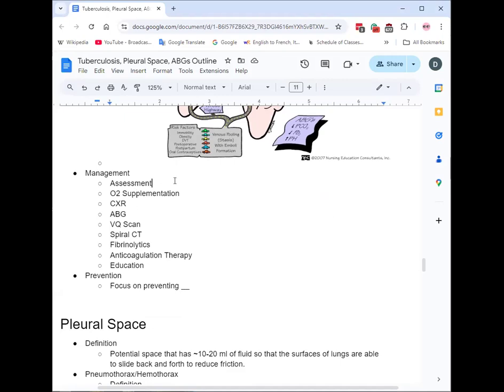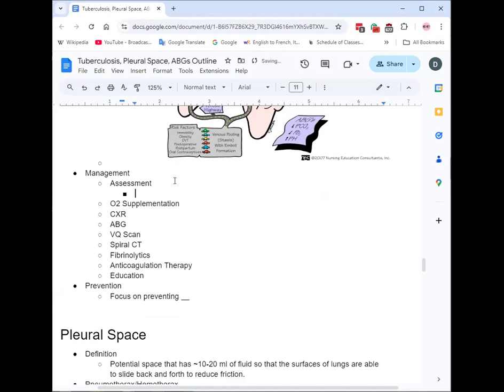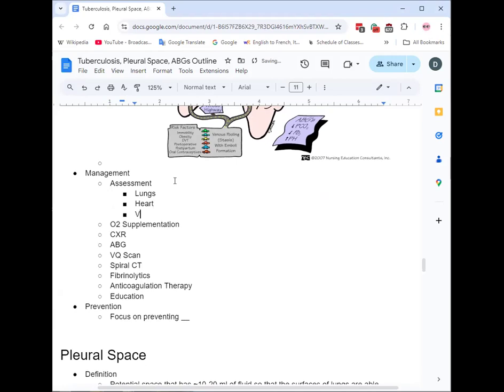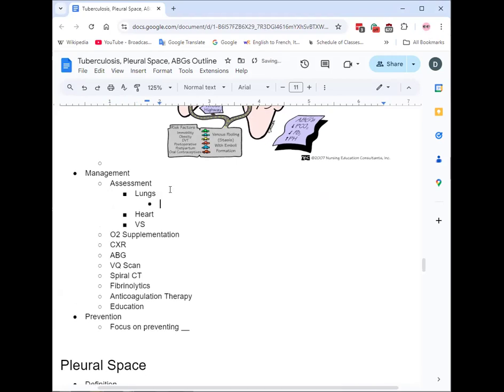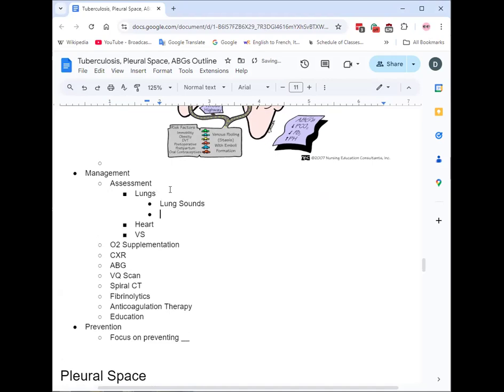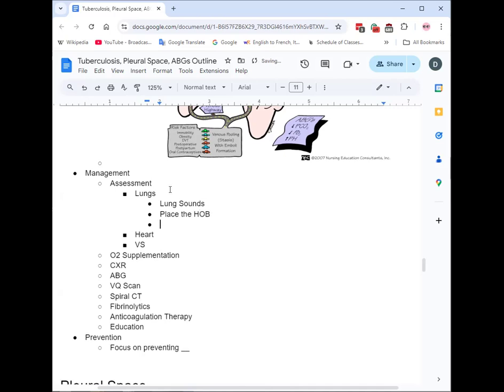Yeah, but what are some things to assess here? I'll give you lungs because that's pretty obvious. Yeah, heart, lungs, vital signs and stuff. With the lungs, you're definitely going to assess the lung sounds. Some interventions you can do. We're definitely going to place the head of the bed up. Try to give them O2 if needed. O2 supplementation.